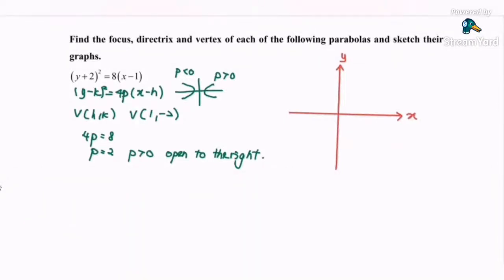To plot the vertex, where we have (1, −2). So we have over here (1, −2). Since the symmetrical axis is parallel to the x-axis, y is equal to −2. Then refer to the situation where p is equal to 2, meaning that it is greater than 0. So the graph will be open towards the right. Basically that will be the idea. So the vertex is (1, −2).